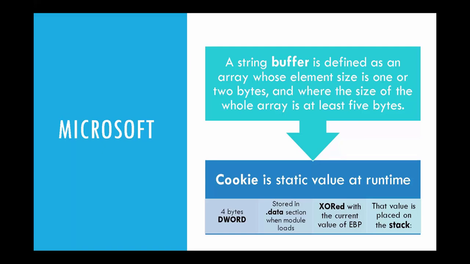Now, a cookie is going to be a known stack value that will occur at runtime. So we'll have a DWORD, 4 bytes. And the cookie will be stored in the data section. We will take that and we will do exclusive OR, which is a bitwise operation, and we will perform that on EBP. And then we will place that value onto the stack. And then when the function ends, we will check that by doing exclusive OR once again with EBP. We'll see if it has been modified.